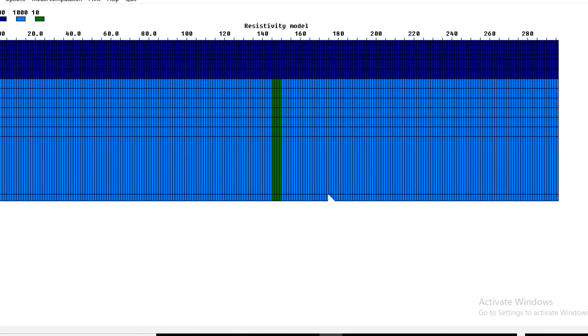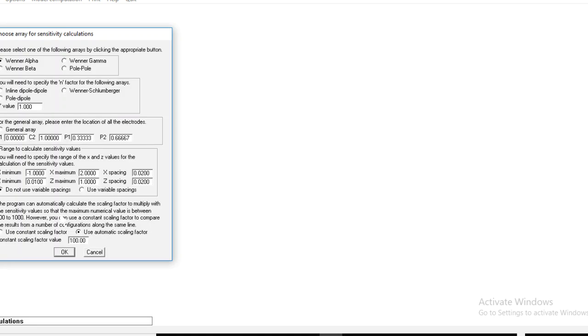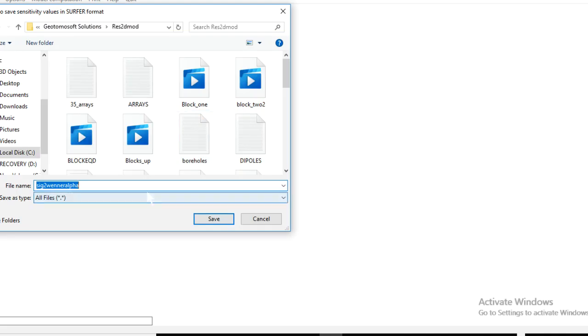This is the potential resistivity value versus this one. Now calculate the 2D resistivity section. Use input surface array, use input borehole array, use radial parameters. Okay, let me give a name.